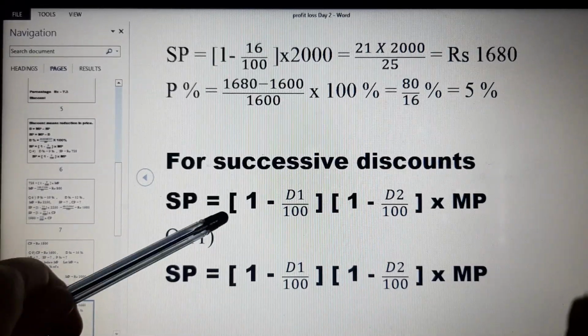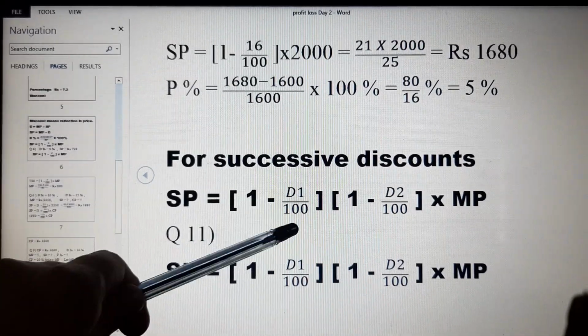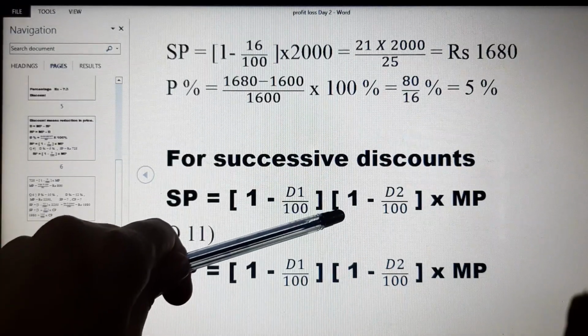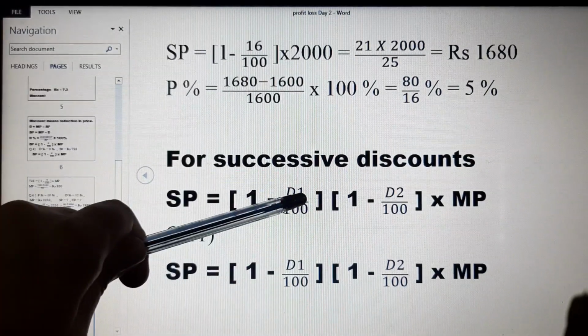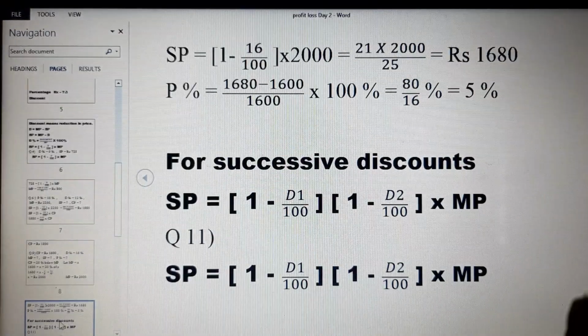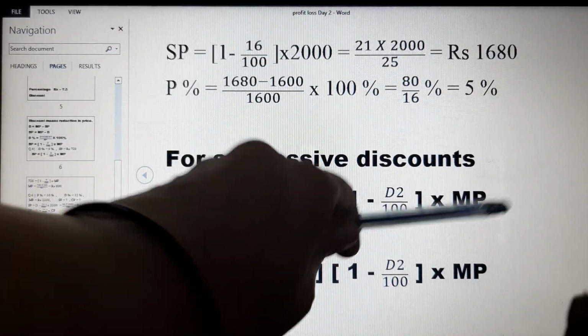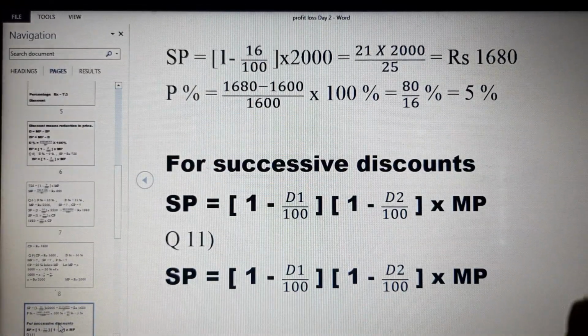It is SP is equal to (1 minus D1 upon 100), another bracket (1 minus D2 upon 100), into MP. D1 is the first discount, D2 is the second discount. Clear? Able to understand?